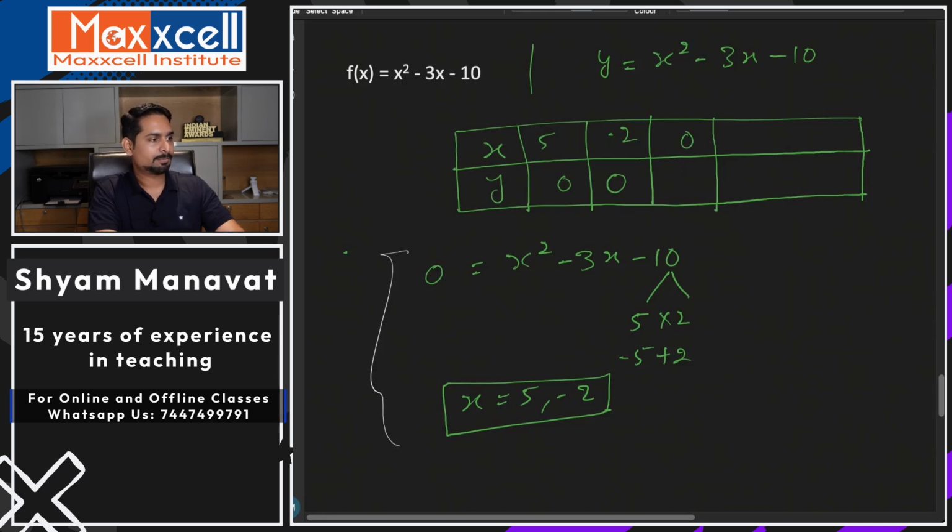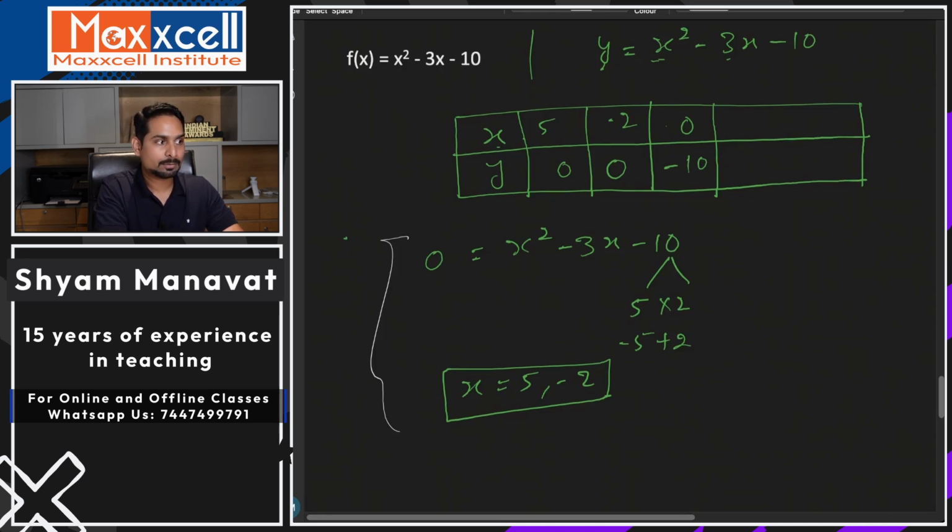So if you substitute y equals to 0 here, what do you get? Sorry, my bad. When you substitute x is equal to 0, what do you get? 0, 0 and minus 10. So for x is equal to 0, y will be equal to minus 10. So these 3 points are clear, easy to understand. Now the next point will be the point of vertex.